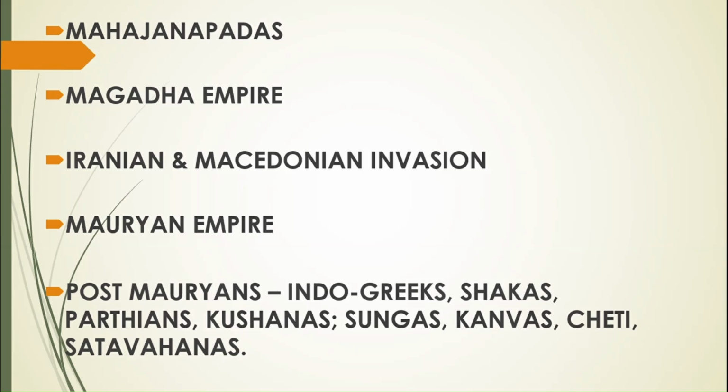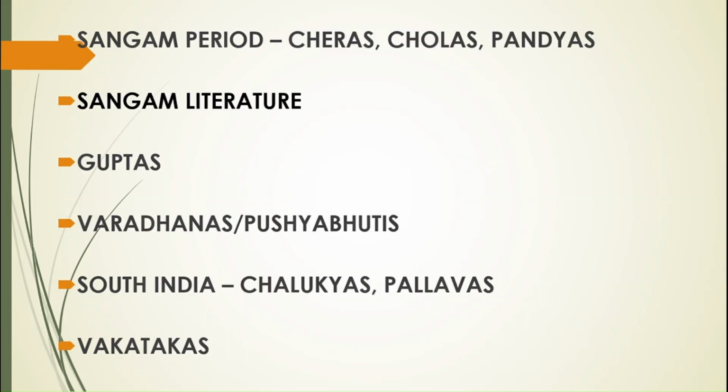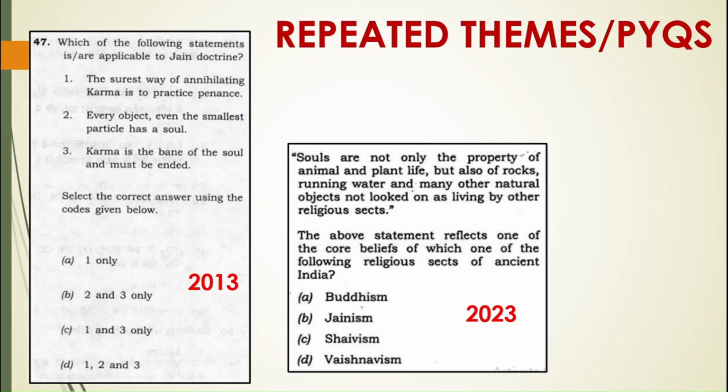Then we have the post-Mauryans, that is Indo-Greeks, Shakas, Parthians, Kushanas, the Sungas, Kanvas, Chetis and Satavahanas. Then the Sangam period, Cheras, Cholas, Pandyas, Sangam literature, Guptas, Vardhanas or the Pushyabhutis, the South Indian empires, Chalukyas, Pallavas, Vakatakas, right? So we'll see a few repeated themes and PYQs in ancient history.